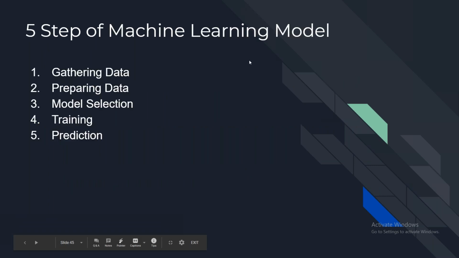So these are the major 5 steps which every machine learning model follows. First is gathering the data, second is preparing the data, then model selection, training and predictions. So let's have a look at the code.